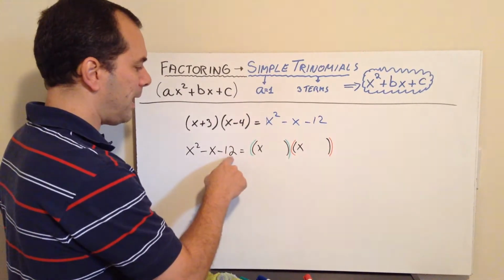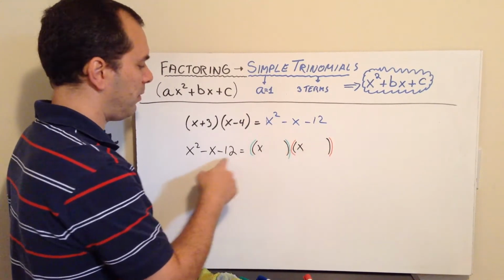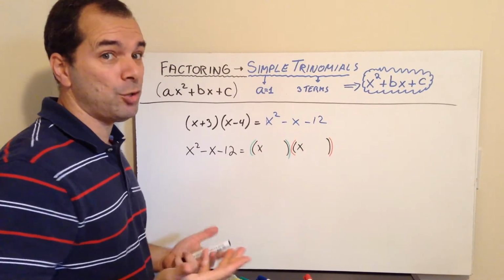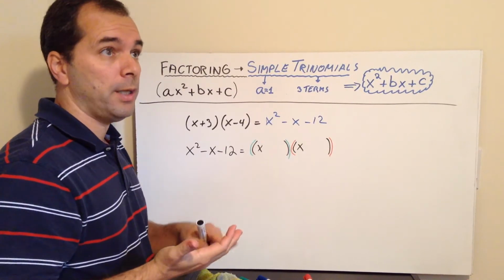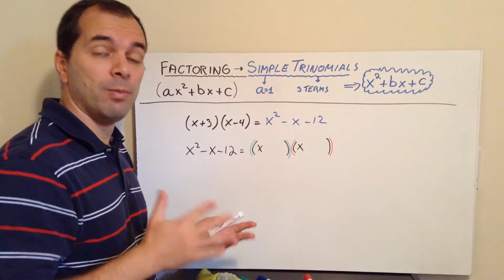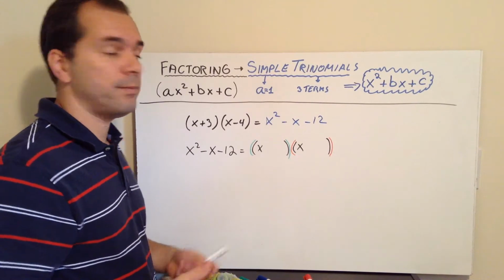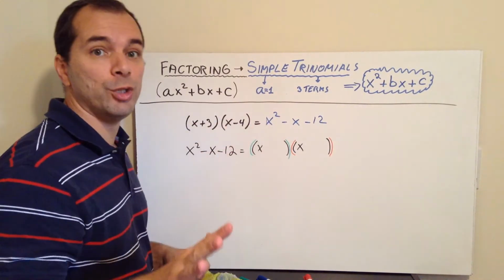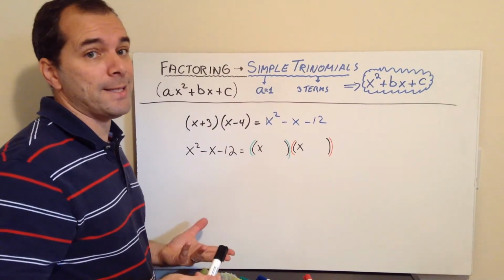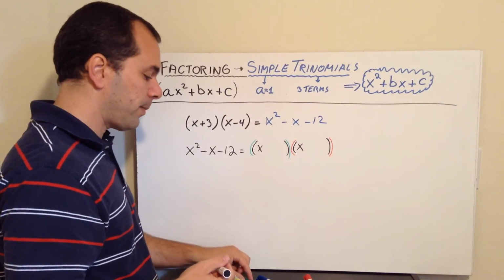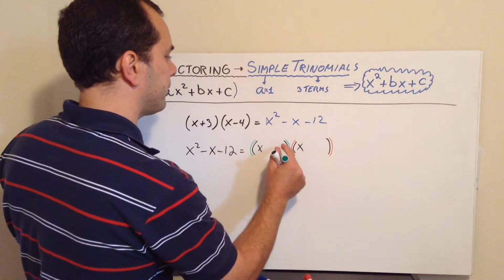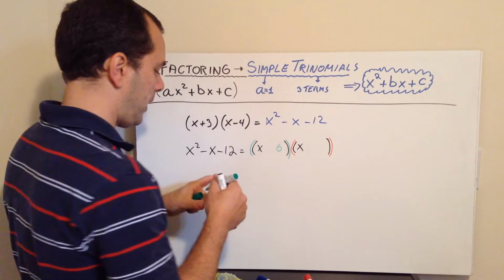Now I know that for my last term, the last and the last should give me minus 12. Now I have choices, because it could be 3 and 4, it could be 6 and 2, or it could be 12 and 1. So which one is it? Well, we already know, but let's pretend we don't know. So I'm going to be guessing, and I'm going to guess first that it's going to be 6 and 2.